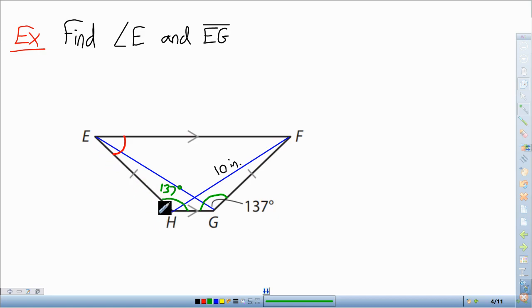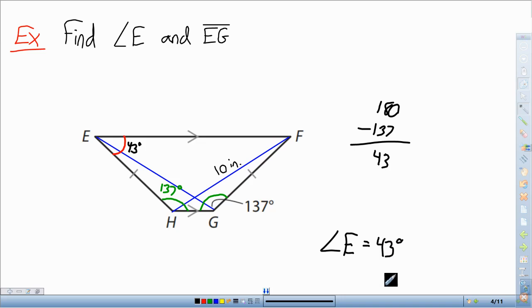Here's the next thing we know. These angles that are both touching the same leg are supplementary. They add to 180 degrees. So just like we always do, if I want to find this missing angle, I can just subtract this guy from 180. If you want to show yourself in your notes, that's what we're doing: 180 minus 137. Let me do that with my calculator. Looks like we're getting 43. So there is the measure of our missing angle. Angle E equals 43 degrees.